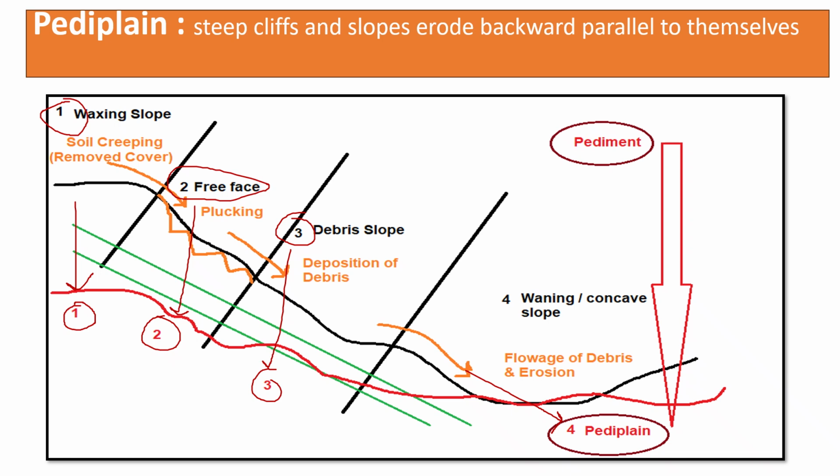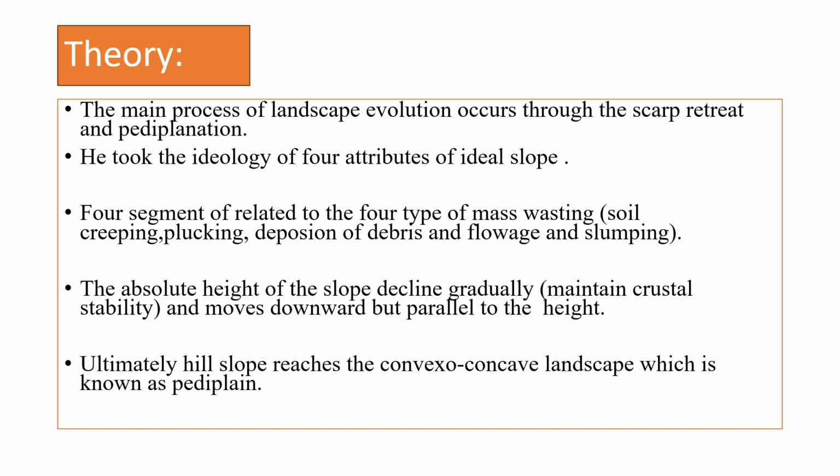So due to the parallel retreat process, due to mass wasting, it continues for a long time. The pediment, that is the black line, is the pediment zone, the segment of hill slope gradually converted to the pediplain. This is the basic theory of L.C. King. Therefore, the main processes of this theory are scarp retreat and pediplanation. Basically this principle is based on the four attributes of slope, and the main processes are mass wasting: soil creeping, plucking, deposition, and flowage and slumping.